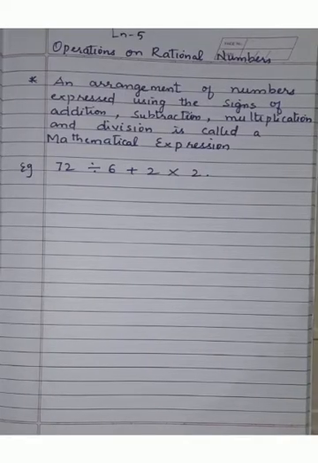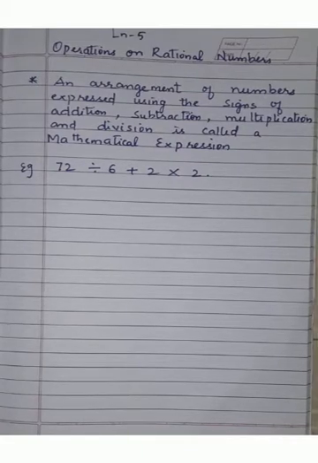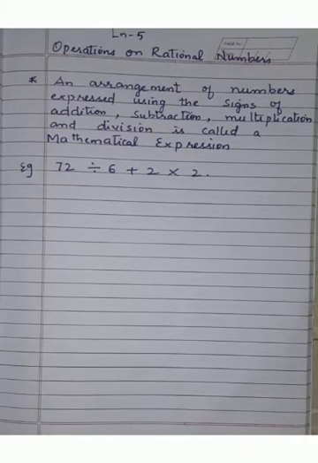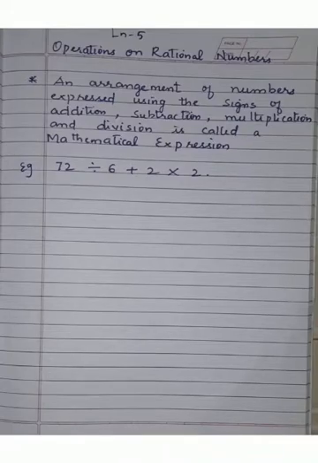Good morning, students. Today in Maths, we are continuing with our lesson number 5, Operations on Rational Numbers. Before starting with practice at 25, children, I would like to just tell you the meaning of a mathematical expression and the rules which are used to simplify an expression.